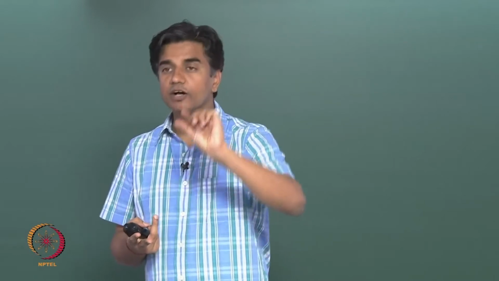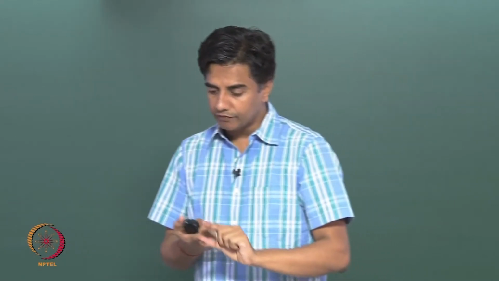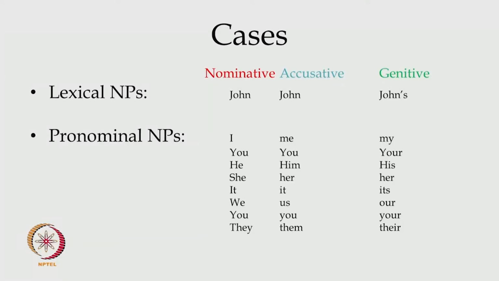If you have an NP like John, it's going to be the same in nominative case or accusative case. Okay? However, if you have pronouns, that is pronominal NP, in a nominative case, you have I. In the accusative case, it is going to become me. If you have he in a nominative case, in accusative case, it's going to become him. Or if it is she, in accusative case, it is going to become her.